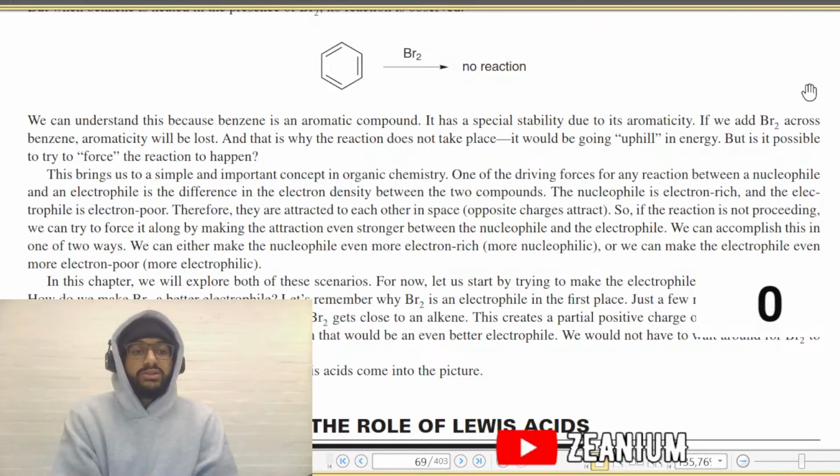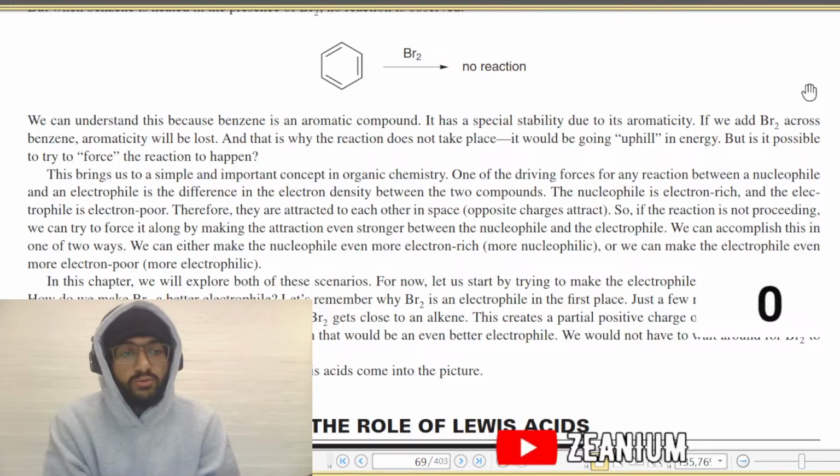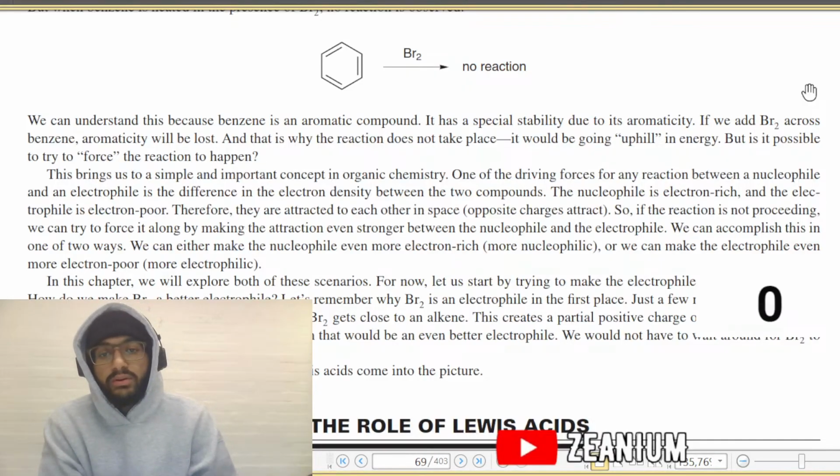We can accomplish this in one of two ways. We can either make the nucleophile even more electron rich, so more nucleophilic, or we can make the electrophile more electron poor, so more electrophilic. In this chapter we will explore both of these scenarios. For now, let us start by trying to make the electrophile a better electrophile. How do we make bromine a better electrophile?